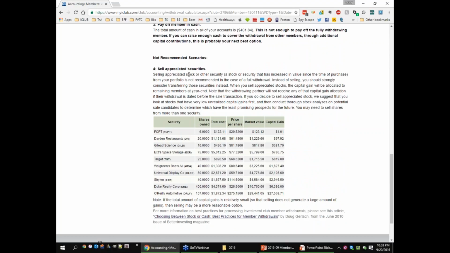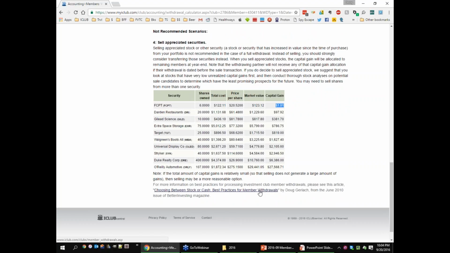Selling appreciated securities, for instance, that would not be a good thing. But if you were going to sell appreciated securities, sell the stocks that had the least amount of capital gains. You don't want to generate capital gains unnecessarily. And so they're ranked the other way. There's also a link here to an article that outlines some of the best practices for member withdrawals.